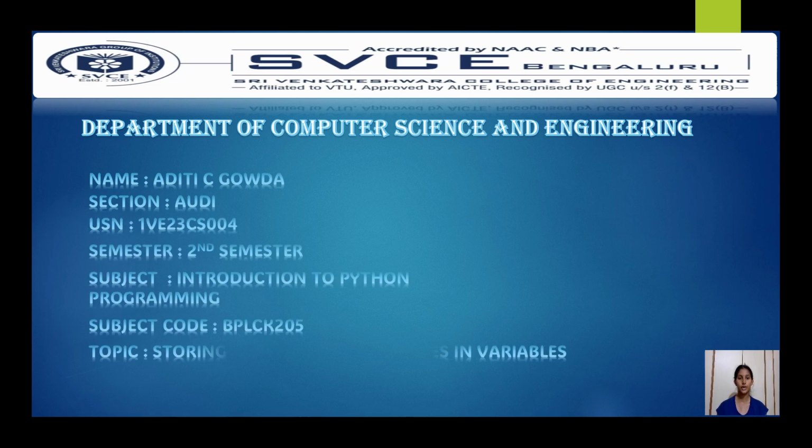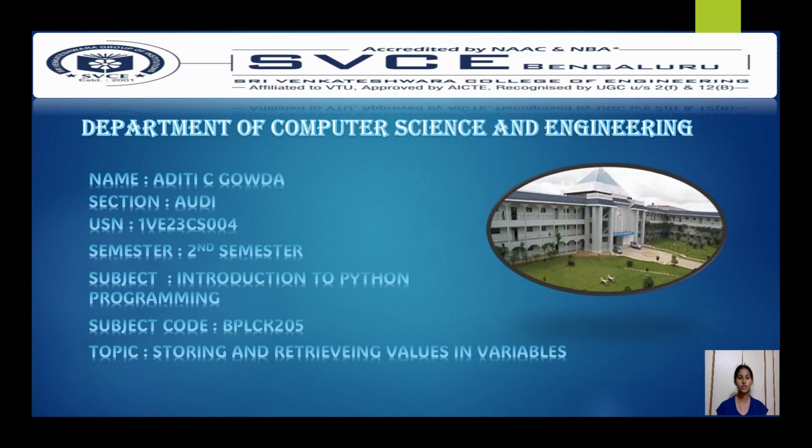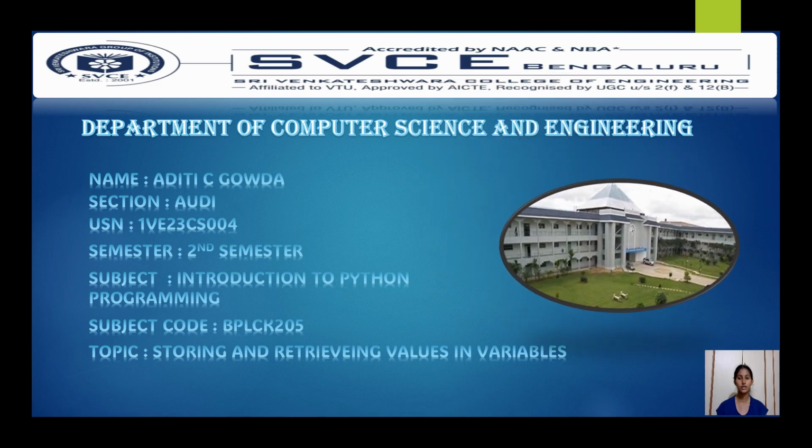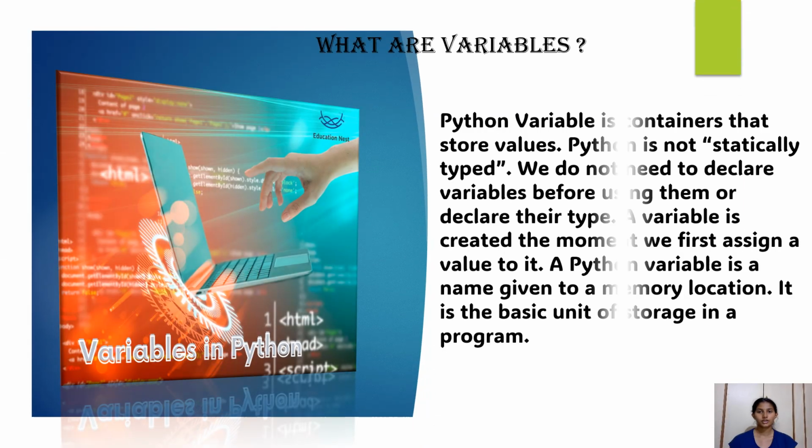Subject: Introduction to Python Programming. Topic: Storing and Retrieving Values in Variables. So let's know what variables are. Python variables are containers that store values. Python is not statically typed. We do not need to declare variables before using them, or declare the type. A variable is created the moment we first assign a value to it.